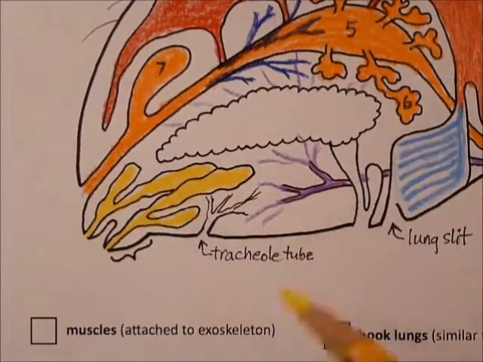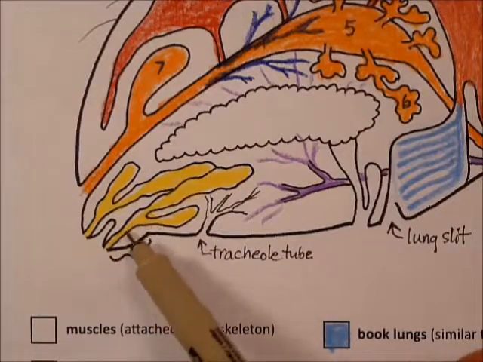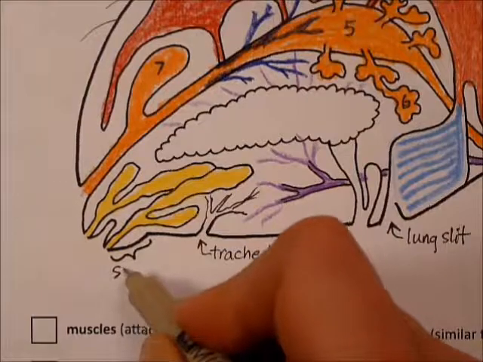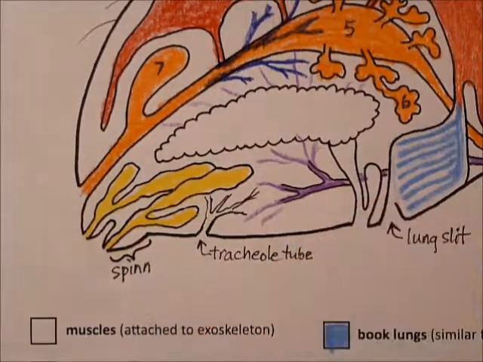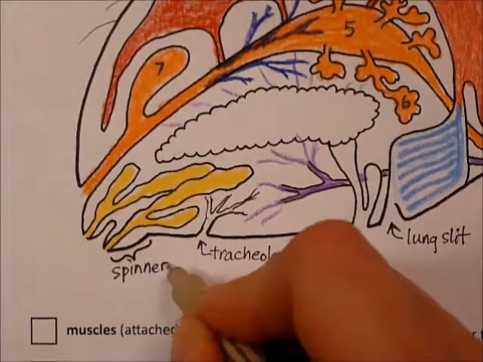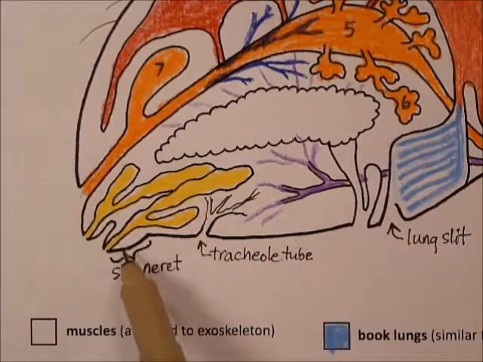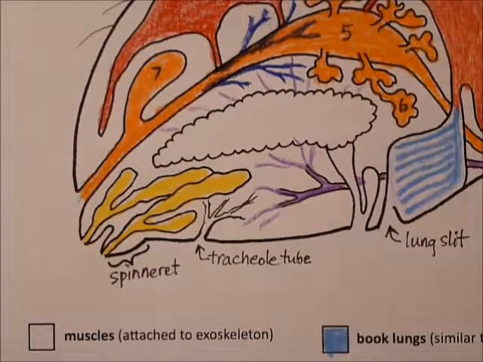That's pretty amazing. And this little bump here where the silk actually comes out, this little thing is called a spinneret, with two N's, S-P-I-N-N-E-R-E-T. So here we have two spinnerets, one here and one there, but I just labeled this one.